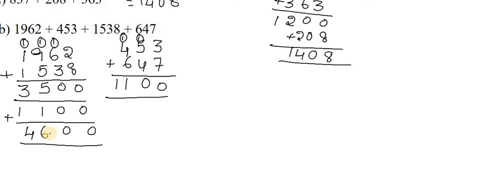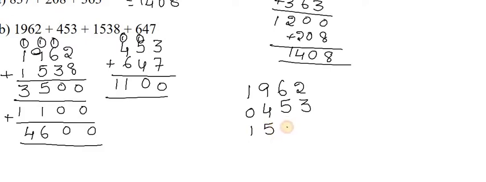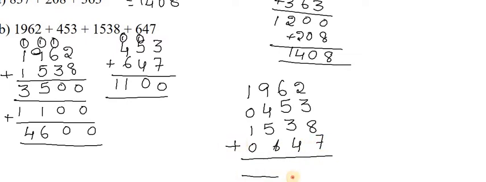Of course, if you add in the same direction, in the order the numbers are given, you'll also get 4600. I'll show you how. 1962, 453, and 0 I'll keep in the thousands place, 1538, and then 647. 2 plus 3 is 5, 5 plus 8 is 13, 13 plus 7 is 20. See, it is going to become this big. That is the reason they asked us for suitable rearrangement.